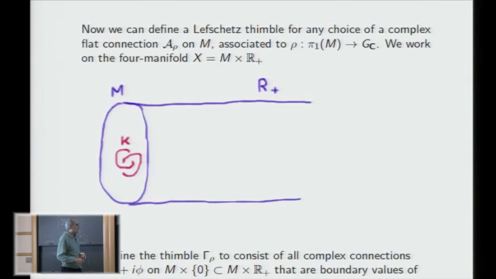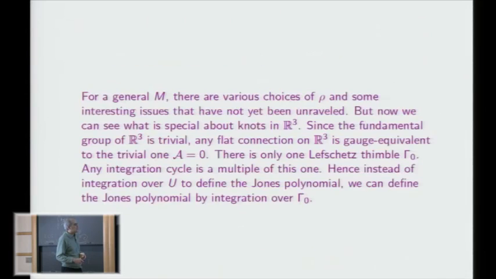But if we're in this situation where a knot is just a function we integrate, so we're just on R3, the fundamental group of R3 is trivial, so any flat connection on R3 is gauge equivalent to the trivial one. And there's only one Lefschetz thimble. And so any integration cycle is a multiple of the standard integration cycle. And therefore, instead of defining the Jones polynomial by integrating over the space of real connections, we can define the Jones polynomial by integration over the unique Lefschetz thimble.